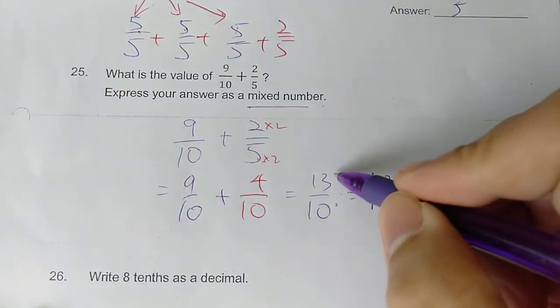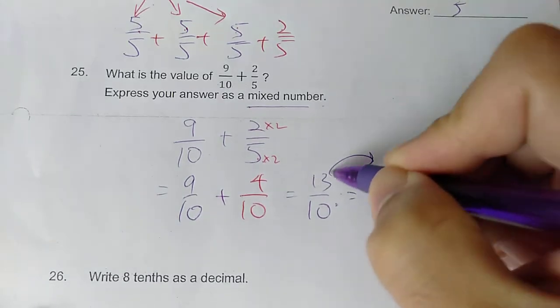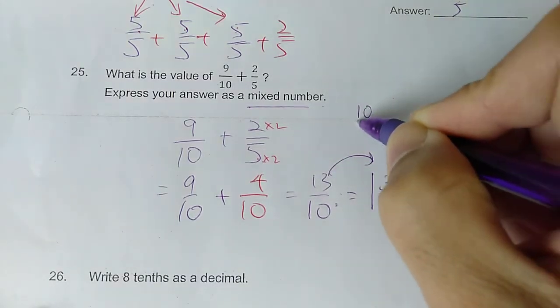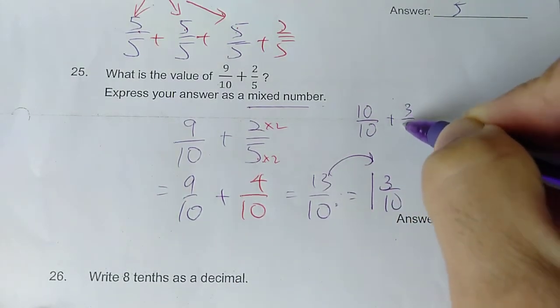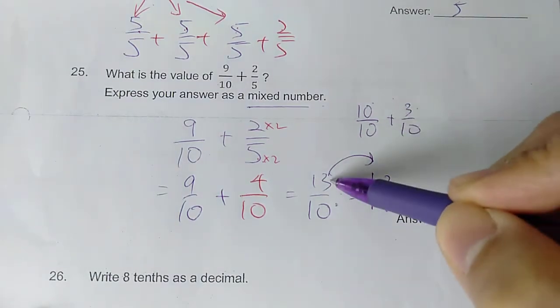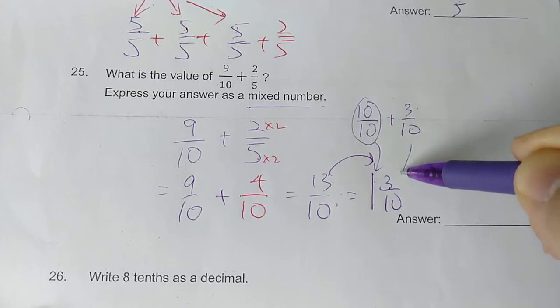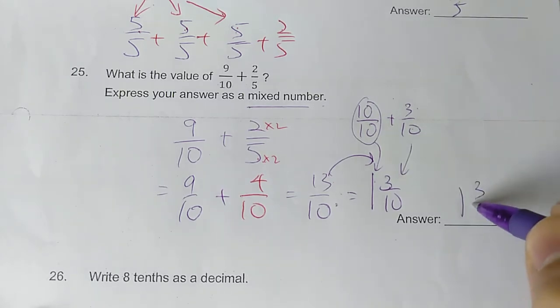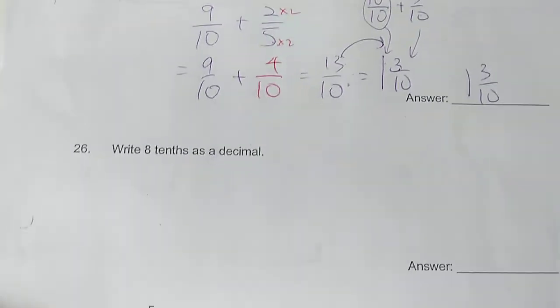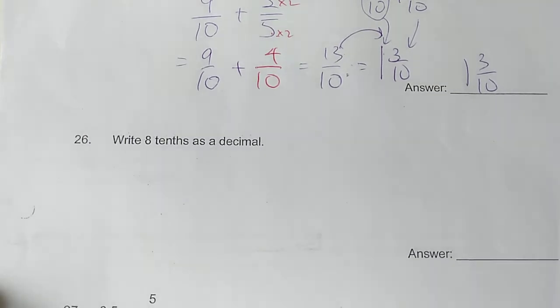Alright, how is this like this? For those not familiar with fractions, 13 actually means 10 plus 3, right? 10 plus 3 is 13. So this is the 1 whole. And this is the remaining 3/10. Answer: 1 whole 3/10. Write 8 tenths as a decimal.